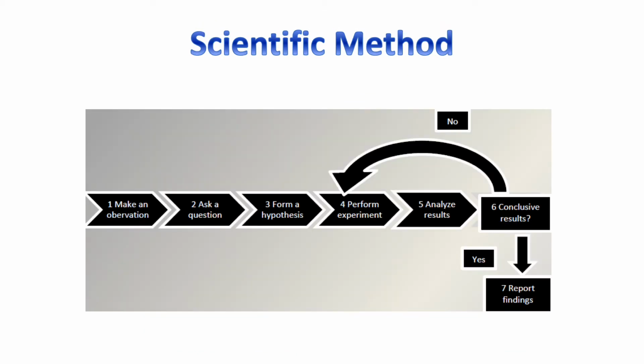In order to answer these questions, scientists use the scientific method. This method first begins by making an observation. Then a question is asked. Next, you will form a hypothesis, which is an educated guess backed by reasoning. Next, you will perform an experiment, then analyze the results.